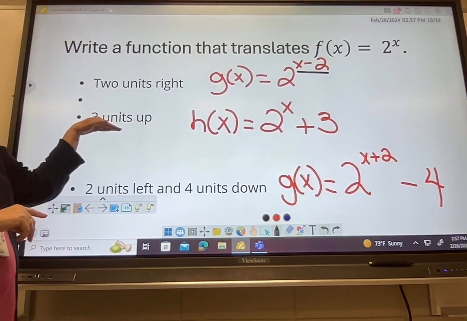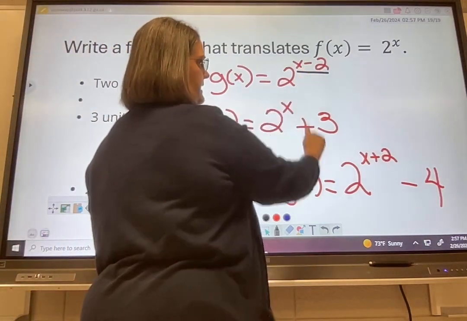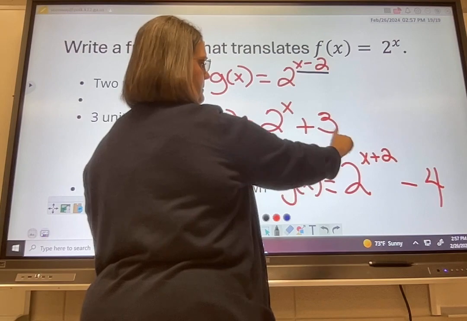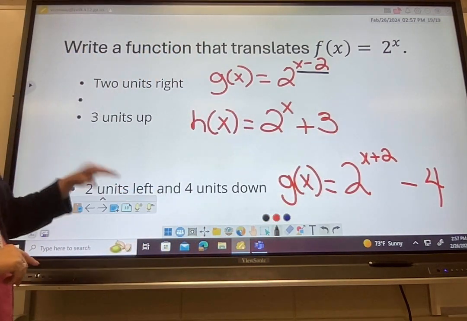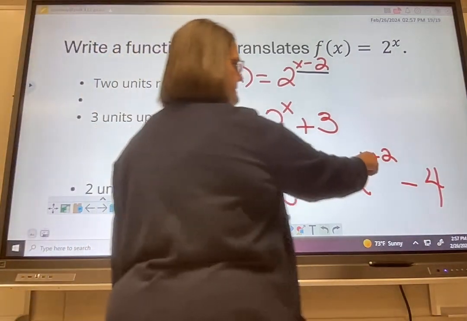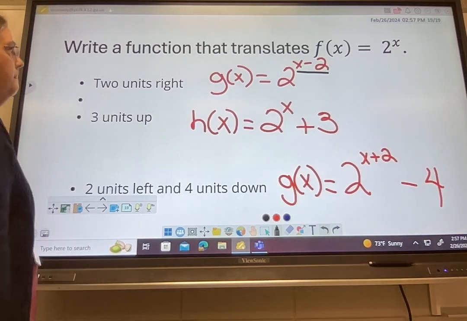Vertical up 3. So I write my 2 to the x, and I don't put it in the exponent. I put it down here level and write plus 3. And then to do both of them, this one's 2 units left and 4 units down. Remember, left is plus and minus is down. And that is it.